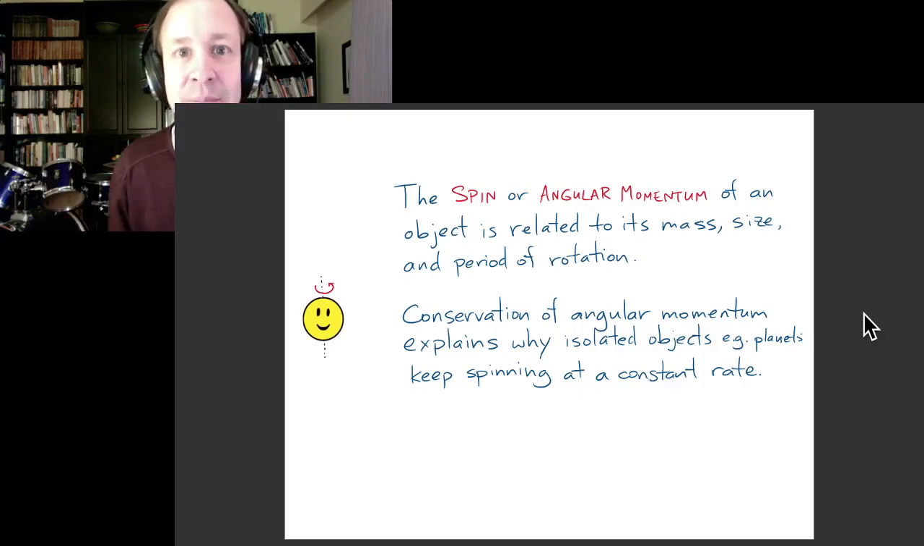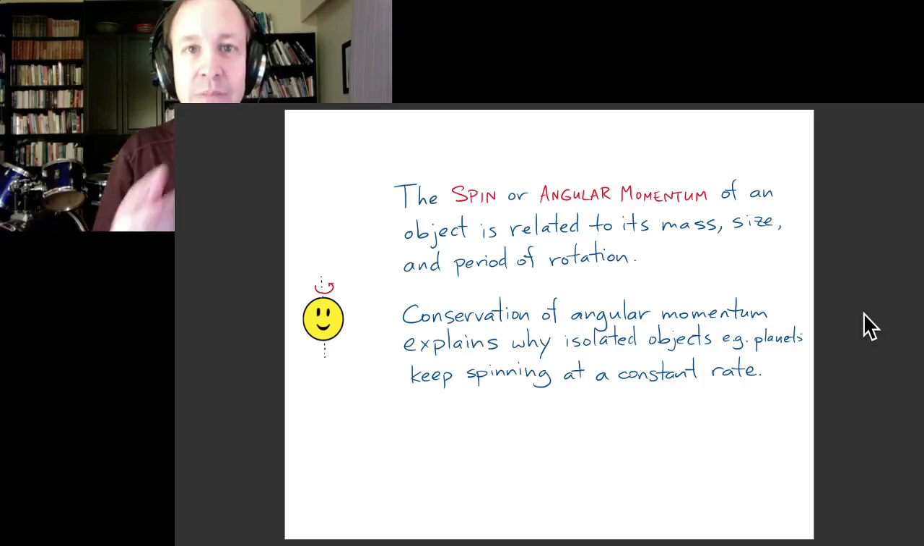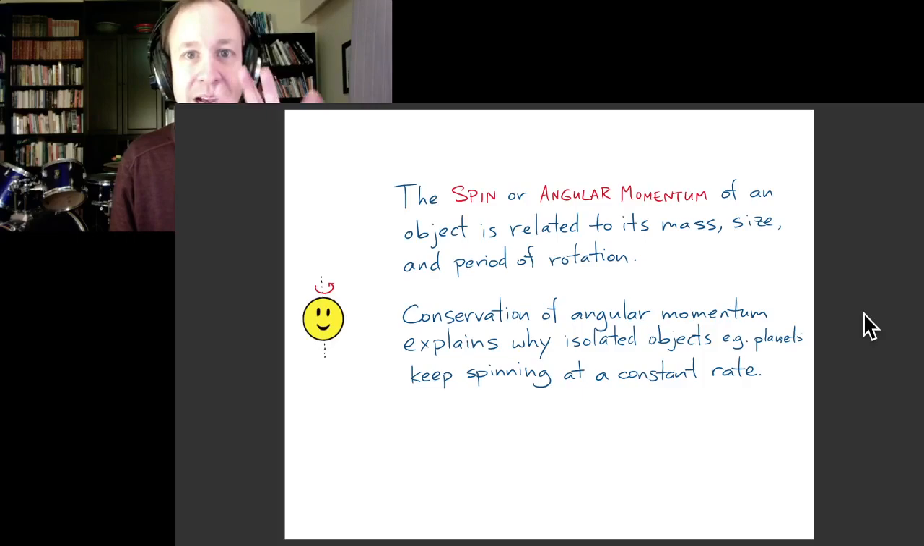Next time, we're going to start talking about more interesting environments where you have interactions where momenta can change, and we'll be able to make even more interesting predictions for how physical systems behave.